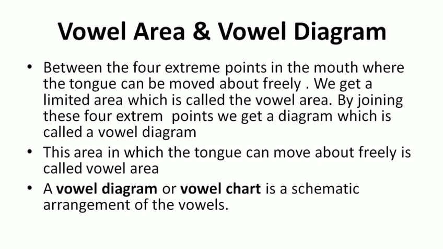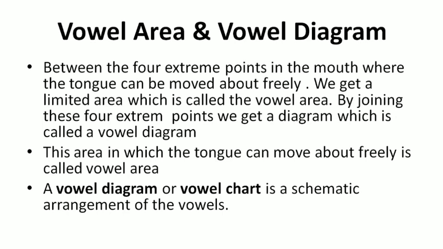What is a vowel area? And vowel area and vowel diagram. What is a vowel area? What is a vowel diagram? Between the four extreme points in the mouth where the tongue can be moved about freely. We discussed that the tongue can be moved freely in the mouth, and there are 4 points towards which the tongue will be moved. We get a limited area which is called the vowel area.